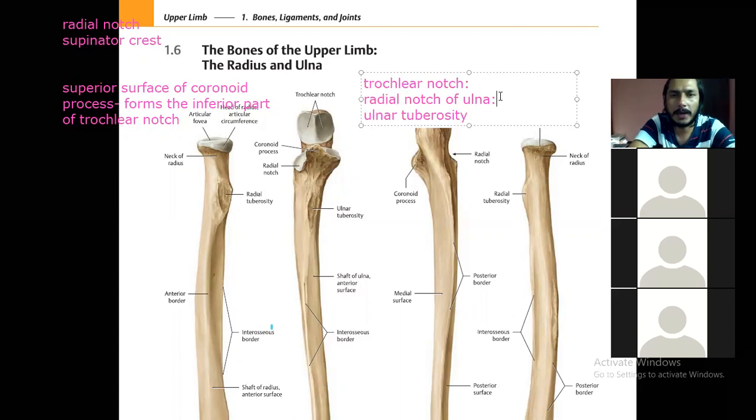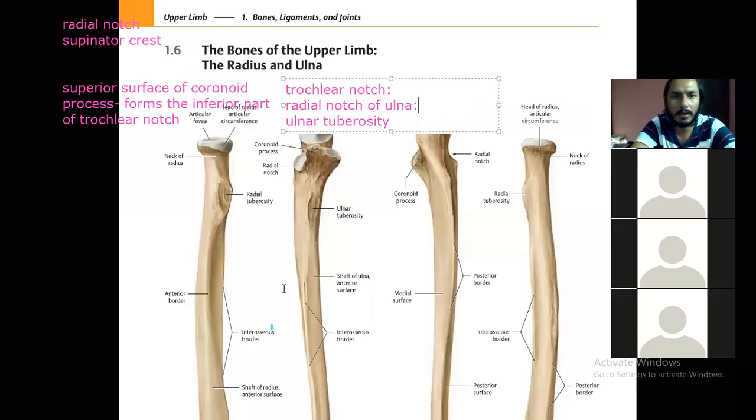It is bounded by the annular ligament, and the posterior boundary of this notch, along with the impression that accommodates the radial tuberosity, is crest-like and prominent, that is the supinator crest. Then the ulnar tuberosity you will find on the anterior surface of the coronoid process. That is the bony prominence, the ulnar tuberosity. So those are the features in the upper end. Now we'll go for the shaft.